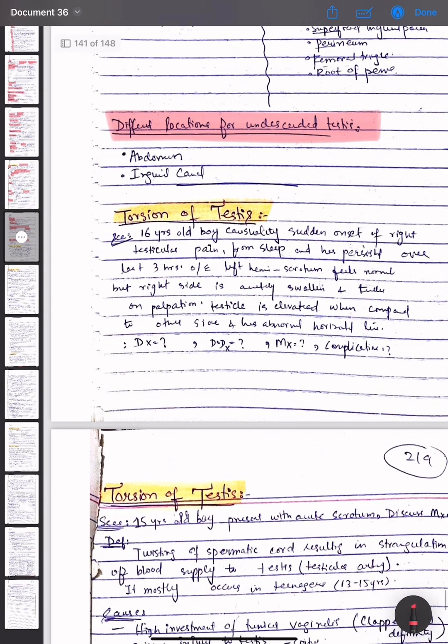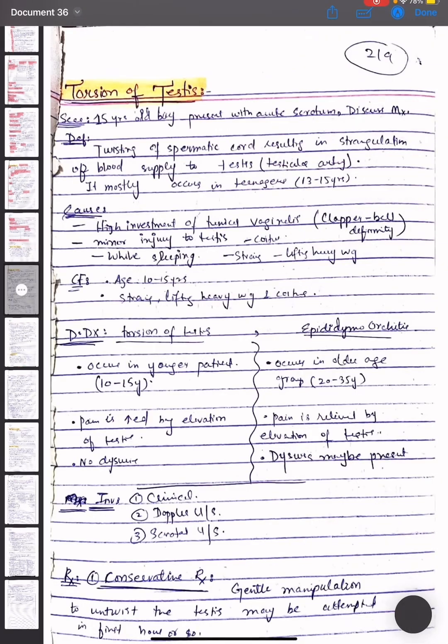Now coming towards the torsion of testes. A scenario that there is a 15 years old boy presenting with acute scrotum. Discuss management. So the definition is the twisting of spermatic cord resulting in strangulation of blood supply to testes, that is testicular artery. It mostly occurs in teenagers 13 to 15 years.